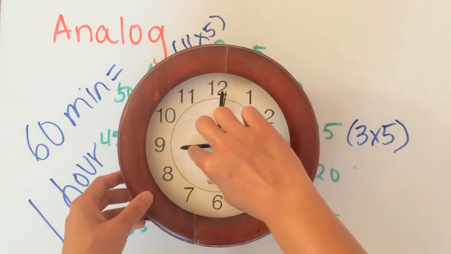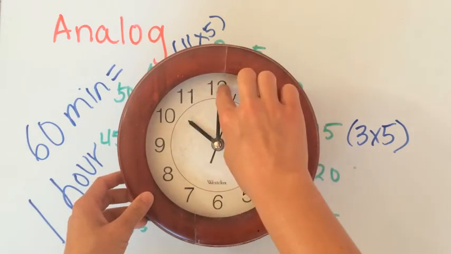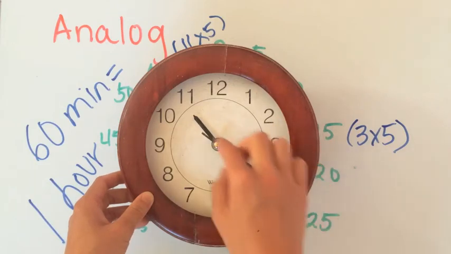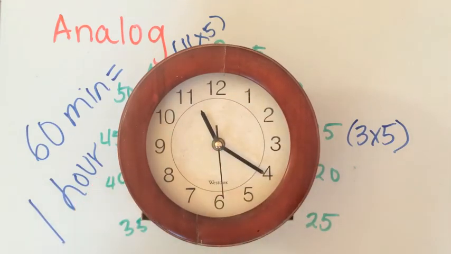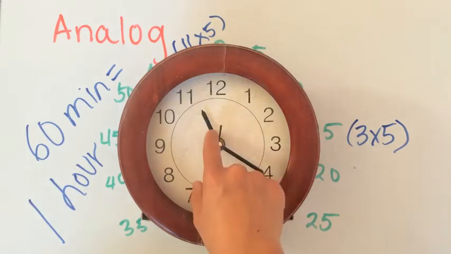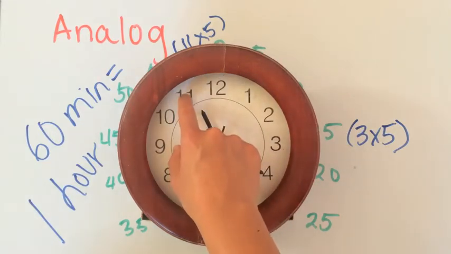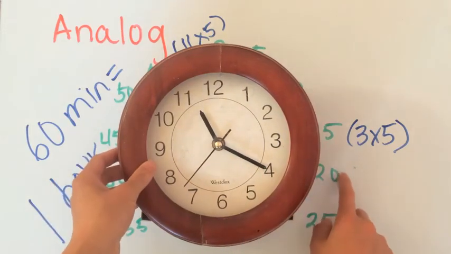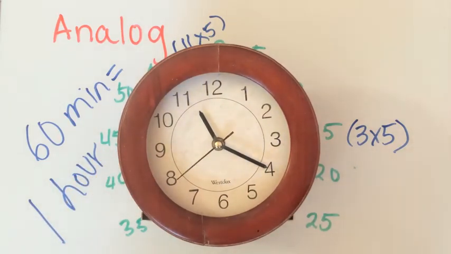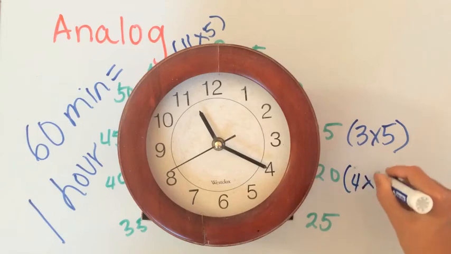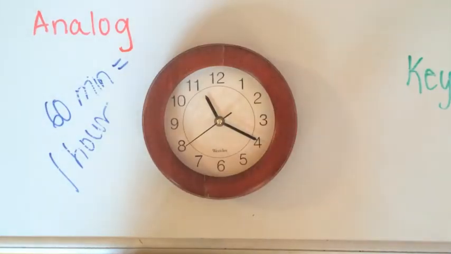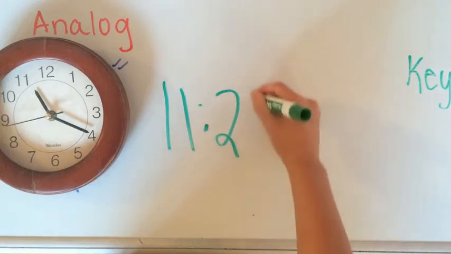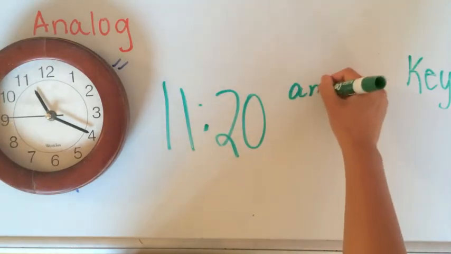Now using the information that we just learned, let's try to find time with the hours and the minutes. So we see that the hour hand is in between 11 and 12, so the hour must be 11 because it just passed 11. And the minute hand is pointing at the 4. It must be 20 minutes because 4 times 5 is equal to 20. So we would write this time as 11:20 followed by AM or PM.